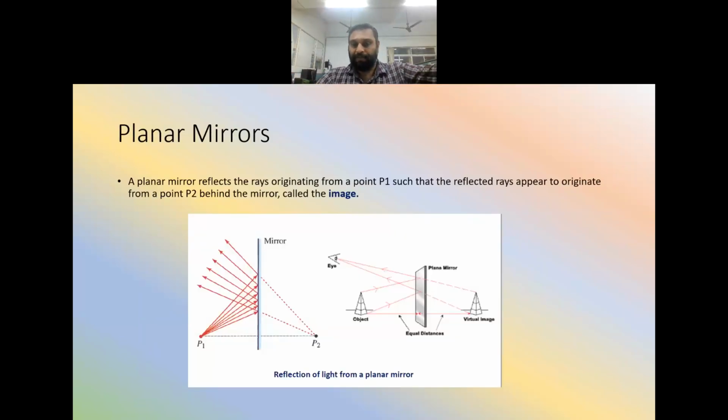So now we will talk about some simple optical components. The first one is the planar mirror. Here the planar mirror reflects the rays such that they originate from a point P1. That means the rays are coming from a point P1 and are incident on the mirror, and from the mirror they get reflected such that the rays appear to come from a different point behind the mirror. That point has the same distance from the mirror as P1. That is called the image of the object: whatever we place at P1 will have an image at P2.